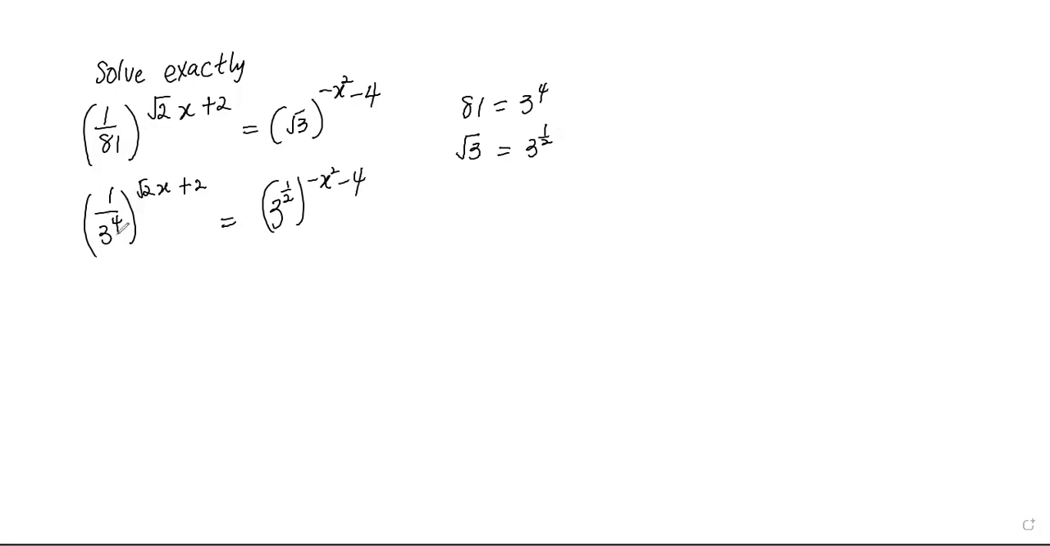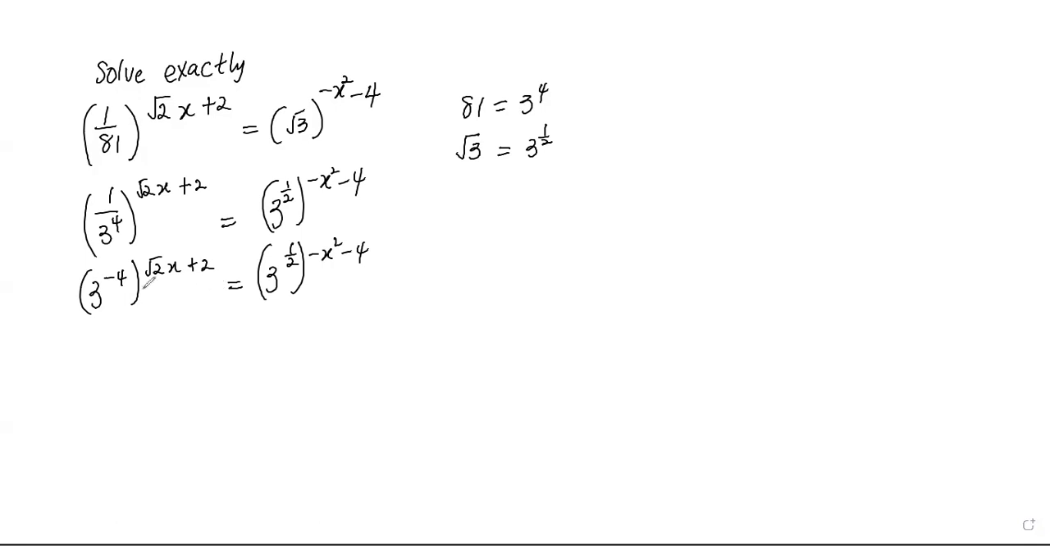Now I can write this whole thing as 3 to the power minus 4 from your exponential laws. So you now have root 2x plus 2 is equal to, and I go ahead and do 3 raised to the power 1 over 2 all raised to the power minus x squared minus 4.